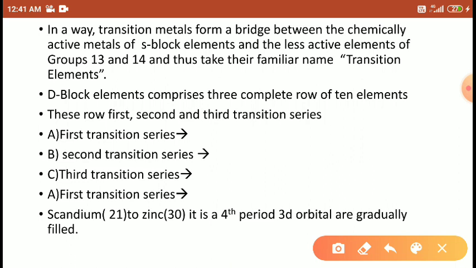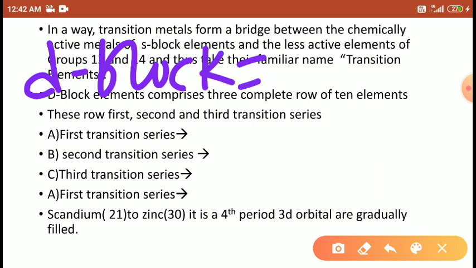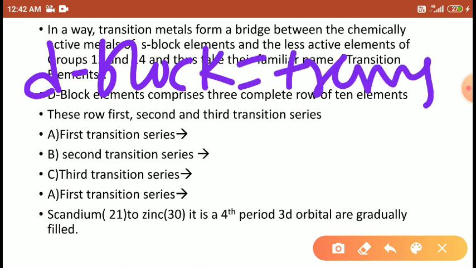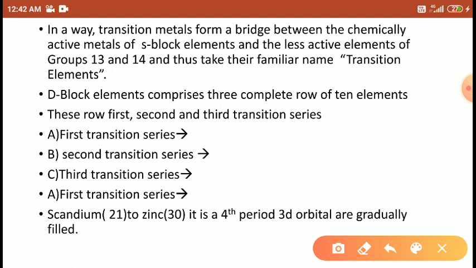The transition metals bridge the chemically active metals of the s block and the less active elements of groups 13 and 14. Thus the familiar name is transition. Why are these d block elements called transition elements?